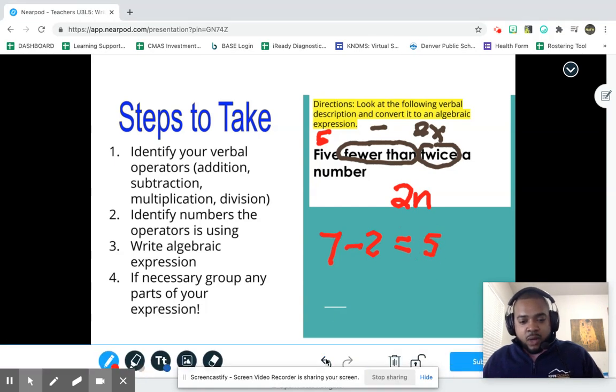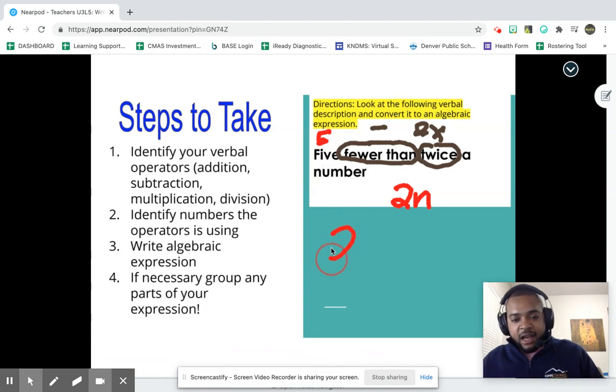Now, that's why when we're reading this, the number we're subtracting is always the one that's fewer. 5 fewer than what? Fewer than twice a number. So I've got to figure out how much money I have. What is twice a number? Then I want to take away 5 from that to get my answer. And this is why this is my algebraic expression.